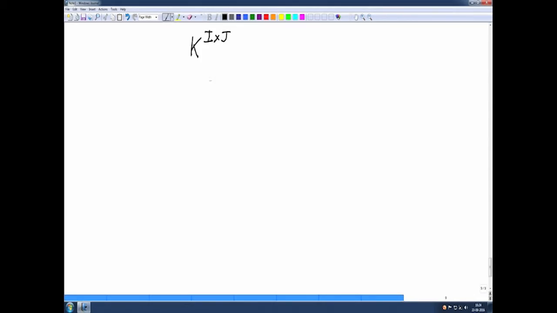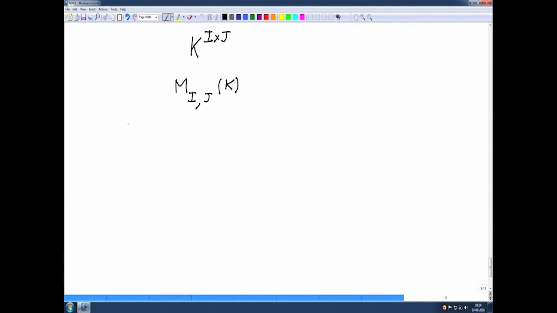So for matrices, instead of denoting k power I cross j, I will use the notation M(I, j; k) for matrices. This is to remember that the rows are indexed by I, and the columns are indexed by j, and the entries of the matrices are in the field k.